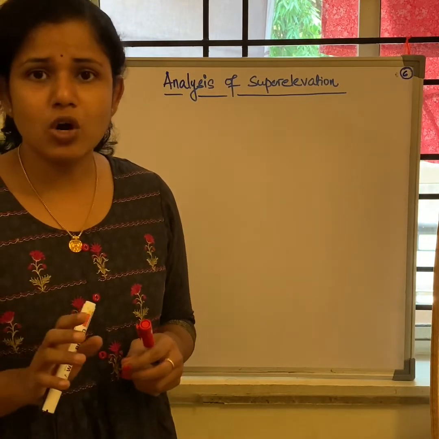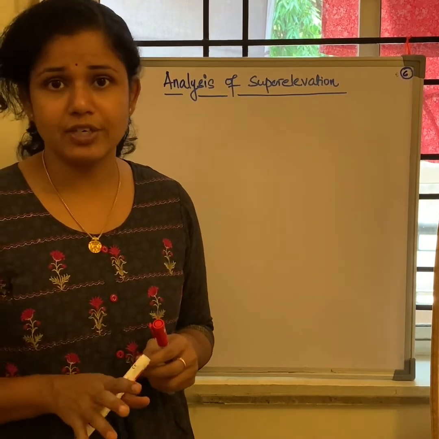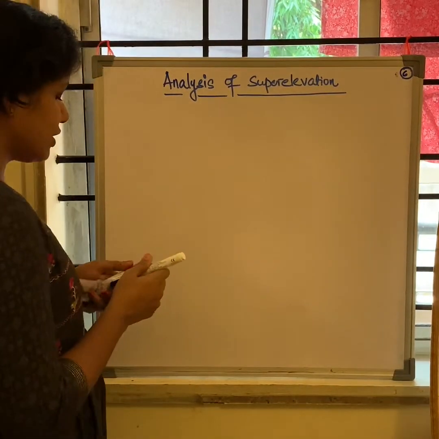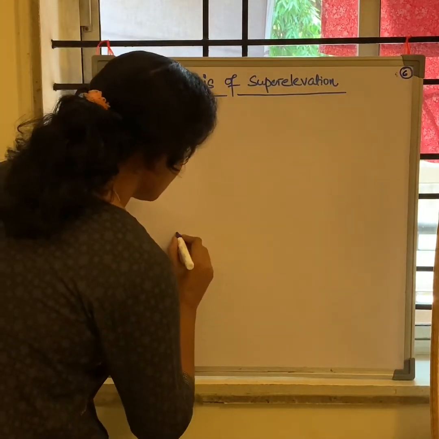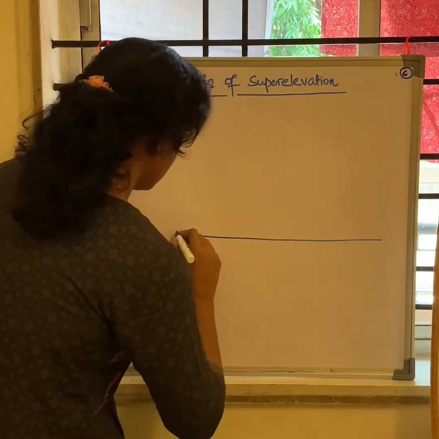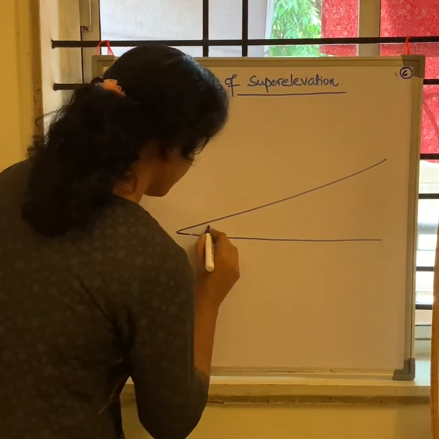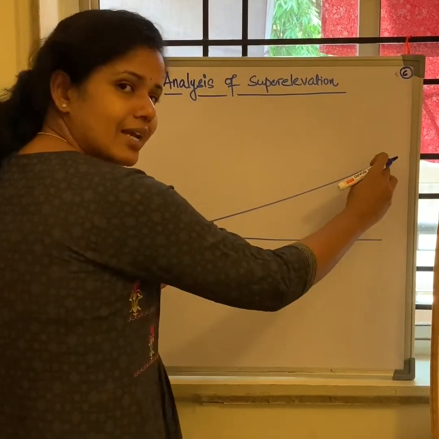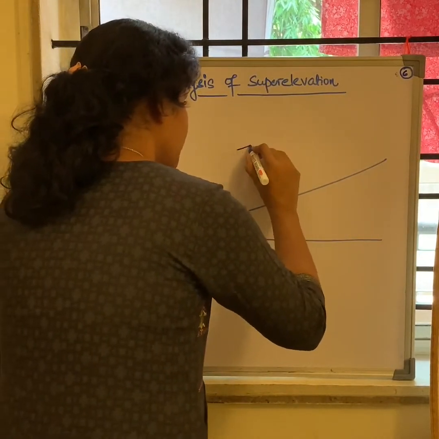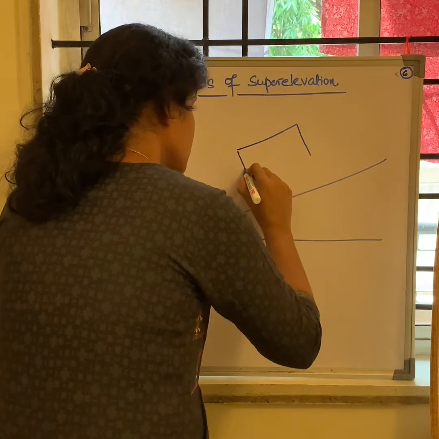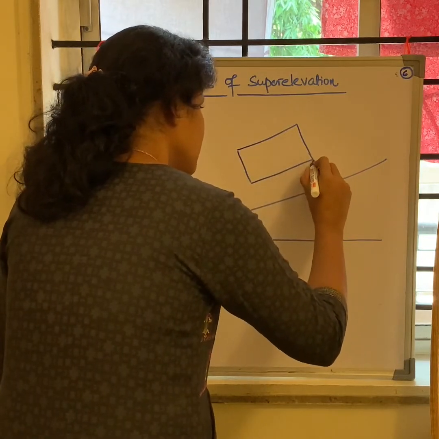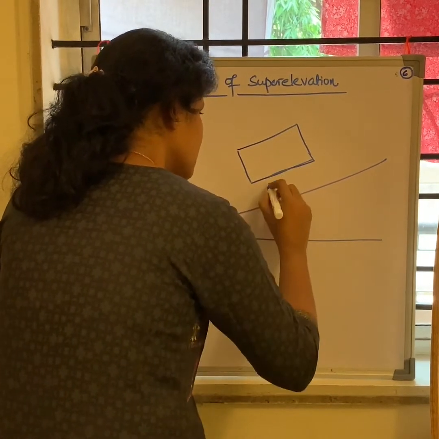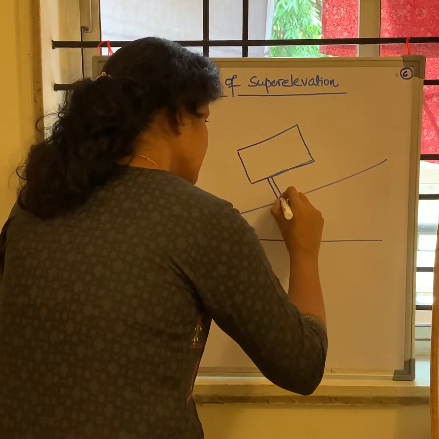So first, let's talk about the analysis of superelevation. We are going to draw a sketch in which this is the inclination, the superelevation. I am marking this angle as theta. This is my inclined plane. Now let's keep the vehicle. This is the vehicle on the inclined, superelevated surface, with its wheelbase.